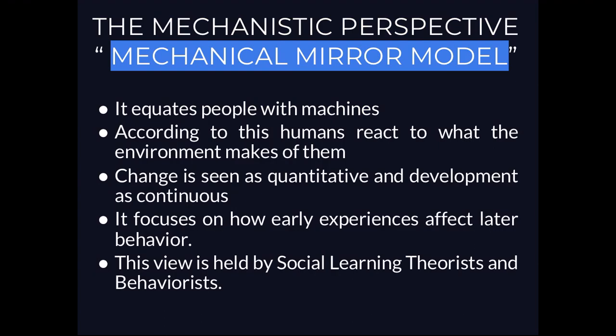So first is the mechanistic perspective. This is known as the mechanical mirror model. It equates people with machines. So according to this, humans react to what the environment makes out of them. The social learning theories are based on this model.